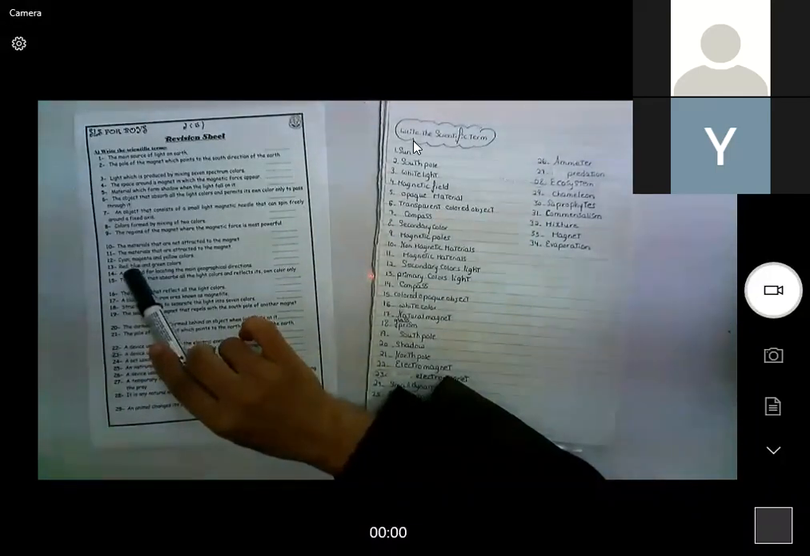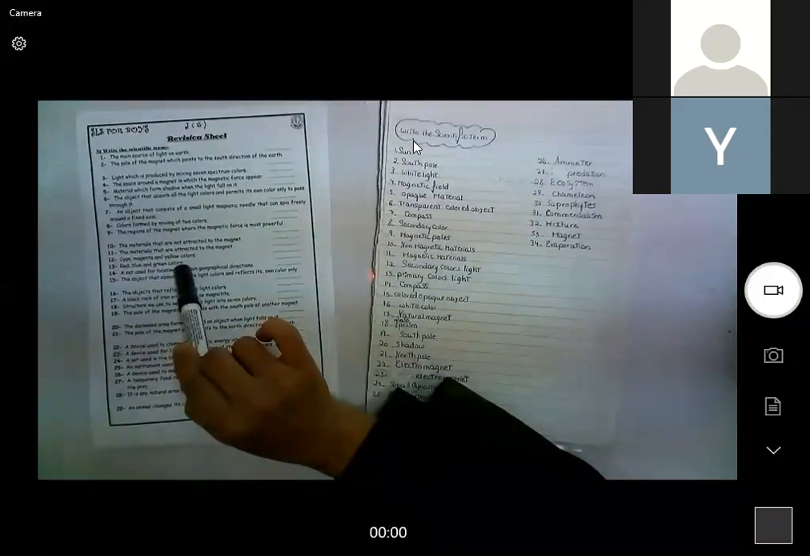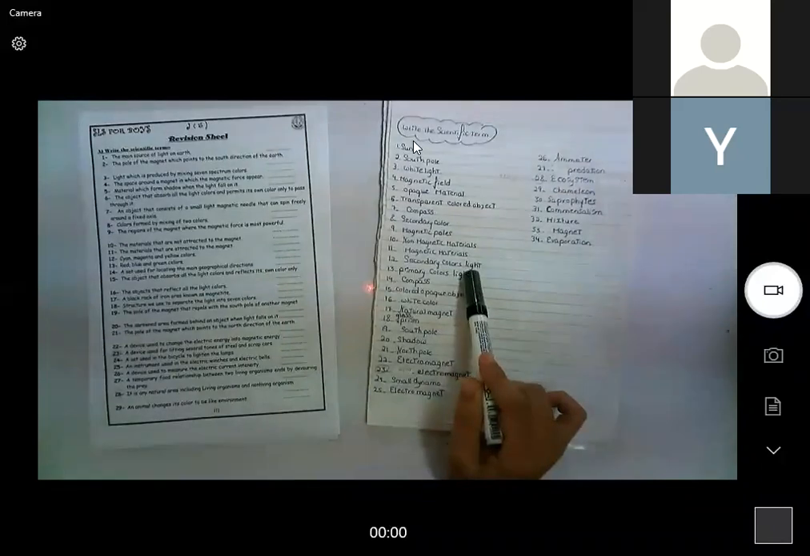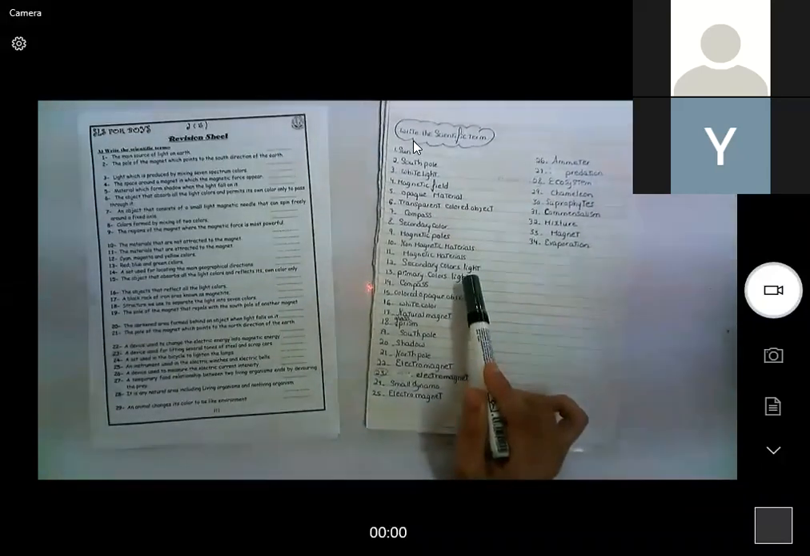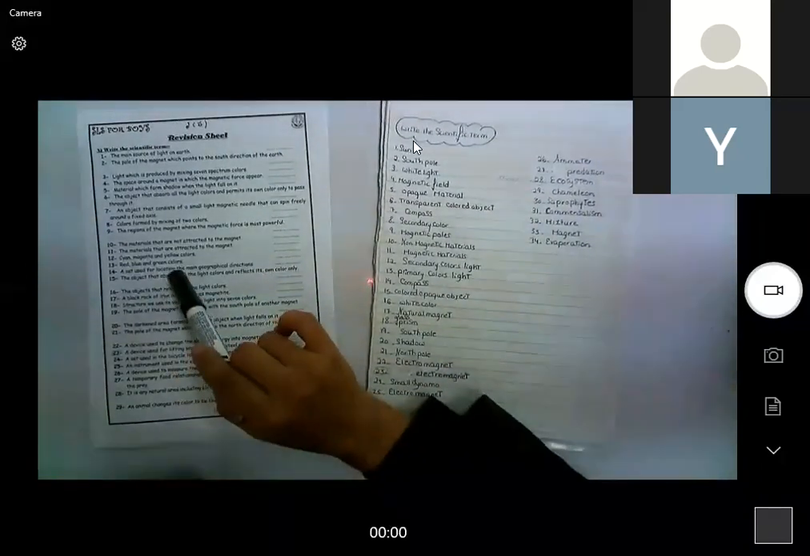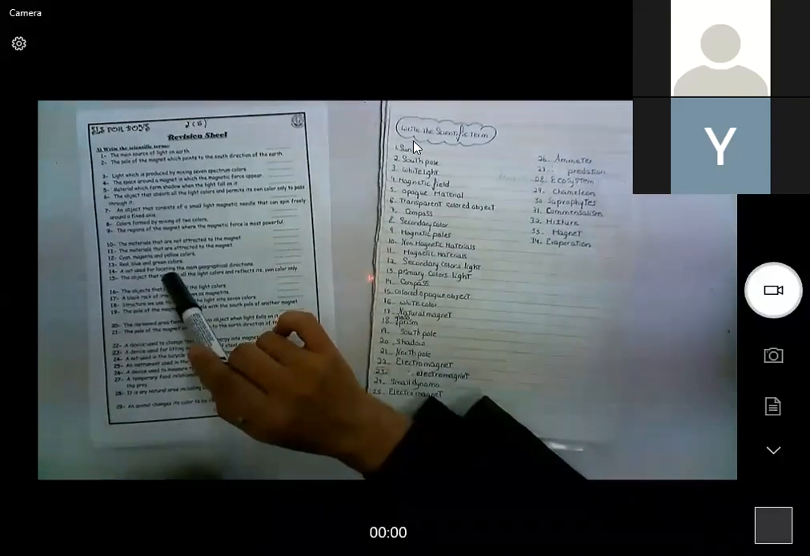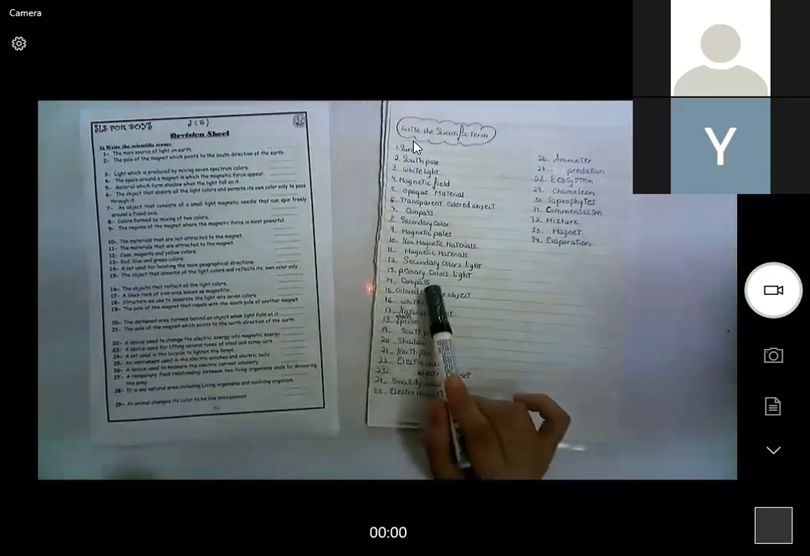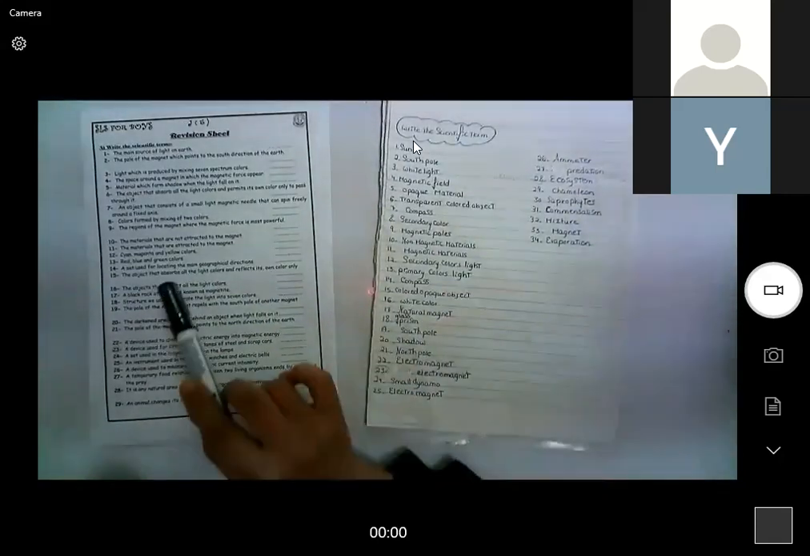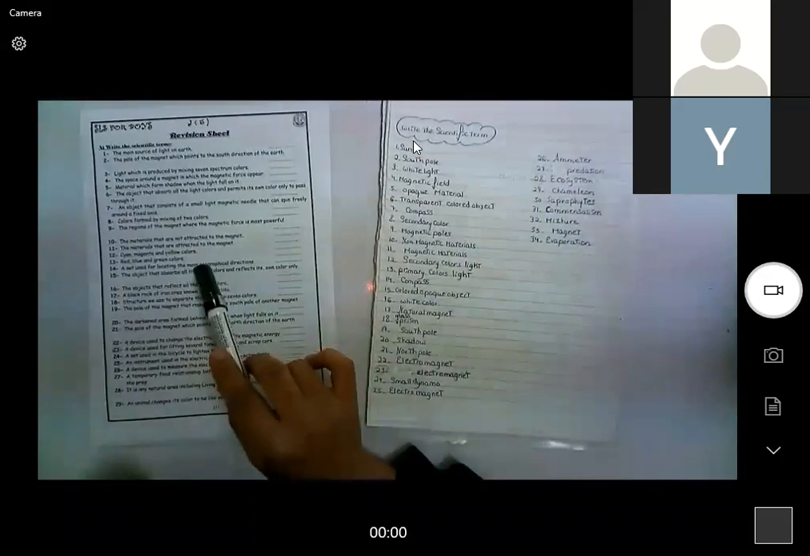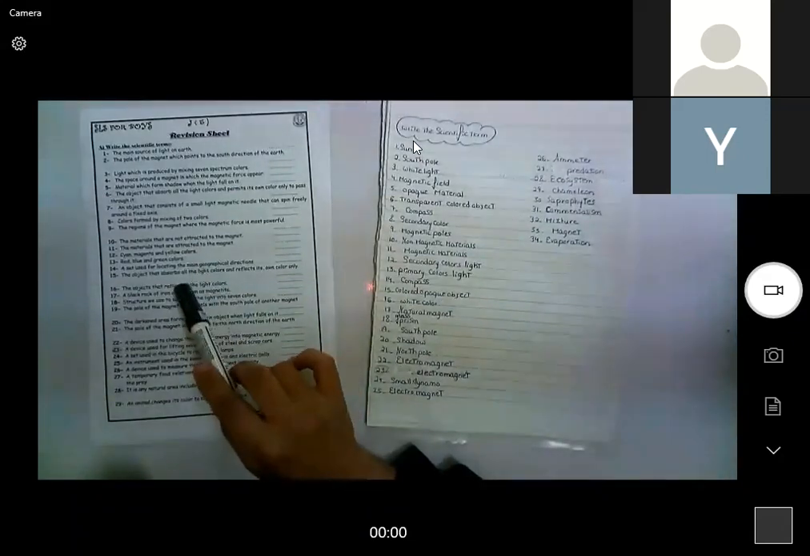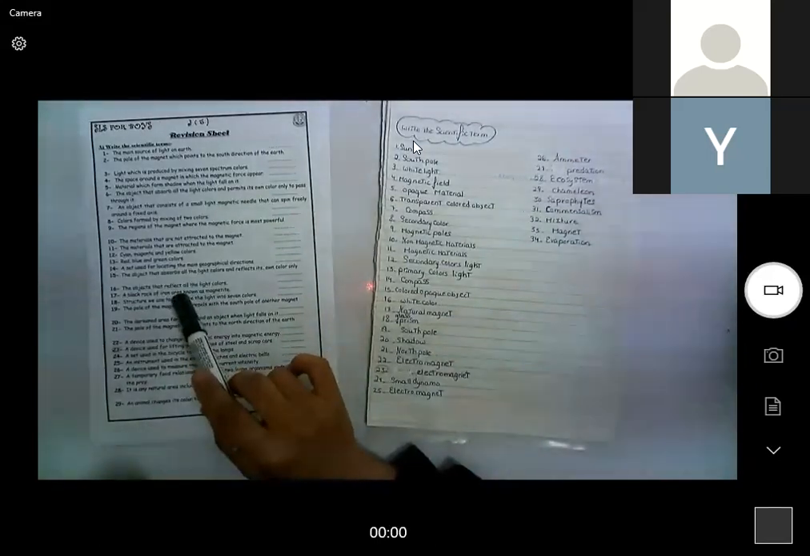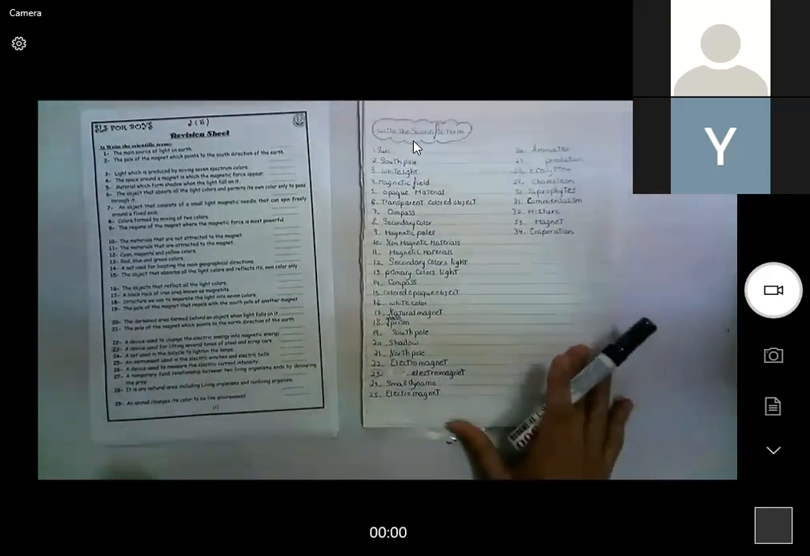Number 12, cyan, magenta, and yellow color. Those are called secondary color light. So what about red, blue, green? Red, blue, green is primary color light. So cyan, magenta, yellow, they are secondary color, and red, blue, green are called primary color.